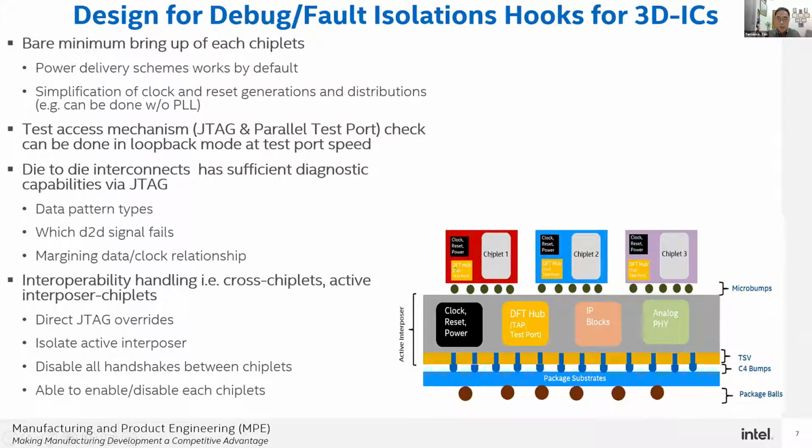Isolate means you do not want to have anything from the chiplet top die interfering with the active interposer when you're testing the active interposer. And you want to disable all the handshake within a chiplet so that you can test each of the chiplets independently. And you need to be able to enable or disable each chiplet. Sometimes, when you run all the chiplets, maybe you see a failure. So you want to try, okay, can I disable one to see whether the failure goes away. It could be certain thermal related issues as well. So these are the 4 things that we need in order to handle interoperability. So these are the 4 major things: bare minimum bring up, test access mechanism, die-to-die diagnostics, and how you handle interops.